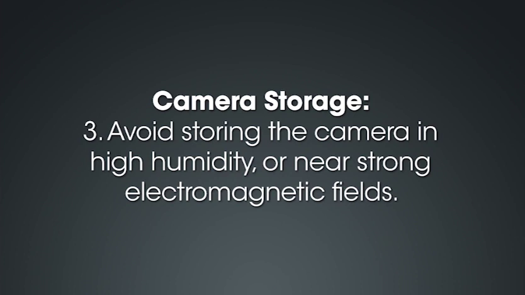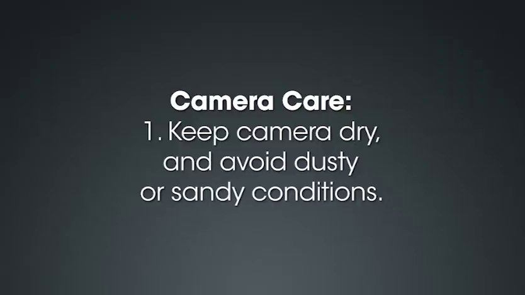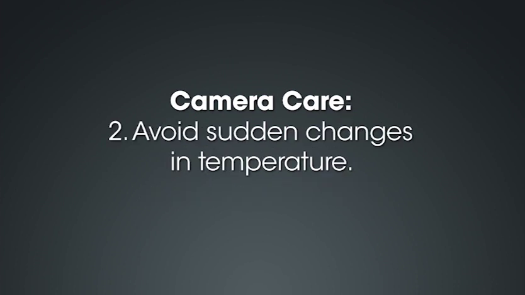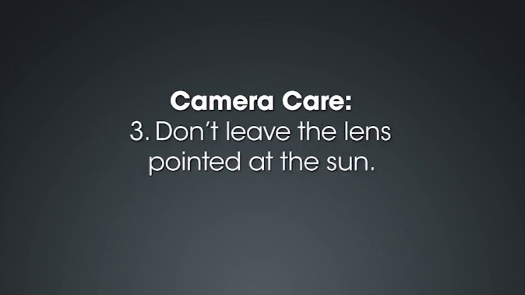electromagnetic fields. When you're using the camera regularly, you'll want to protect it from several environmental elements that could cause damage. The camera should stay dry, and contact with dust or sand should be avoided. You'll also want to avoid subjecting the camera to sudden changes in temperature. If the camera is cold and is suddenly brought into a warm environment, condensation or moisture can build up on the camera's internal components. Also, leaving the lens pointed at the sun will cause damage to the camera's image sensor.